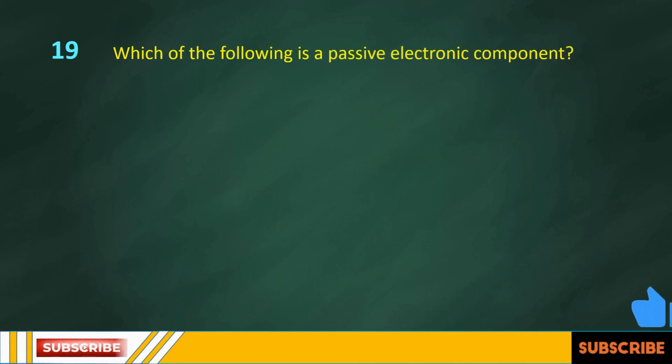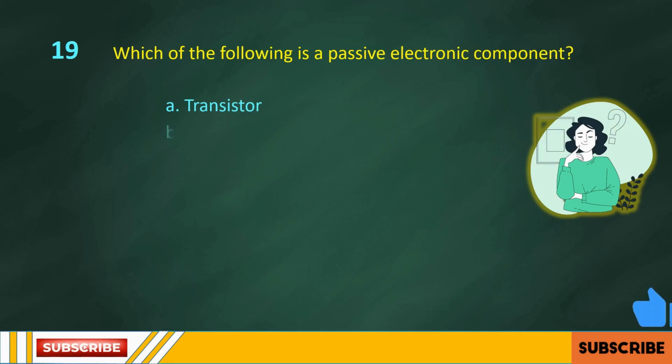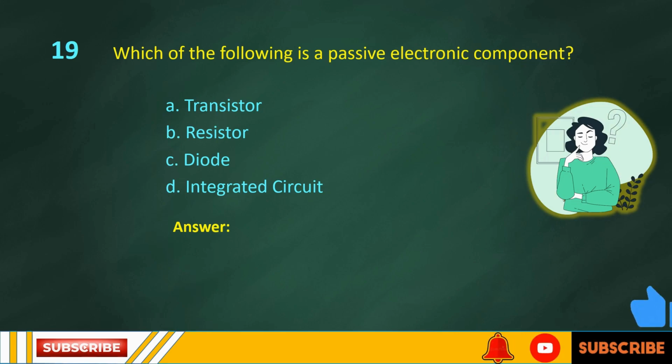Which of the following is a passive electronic component? A. Transistor. B. Resistor. C. Diode. D. Integrated circuit. Answer is B. Resistor.